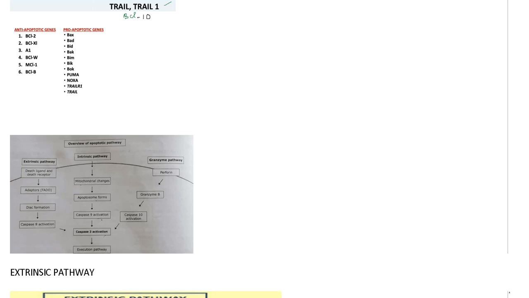So ultimately what we see in the intrinsic pathway is caspase 9, then 3, and execution. In the extrinsic pathway, a death ligand and death receptor are involved. Adapters are formed which link to other proteases. There is a DISC formation and caspase 8 activation occurs. In the granzyme pathway, perforin and granzyme B are involved, with caspase 10 activation. So here it is 8, here it is 9, here it is 10, and all are activating caspase 3.